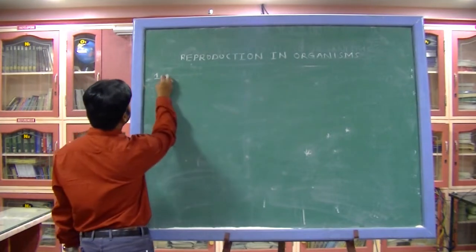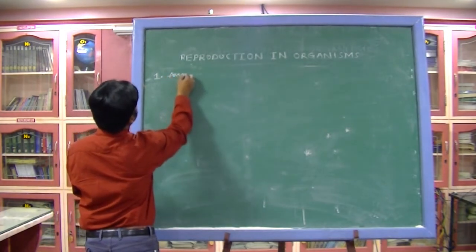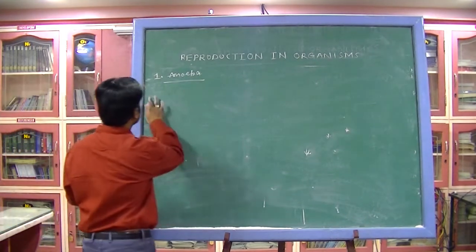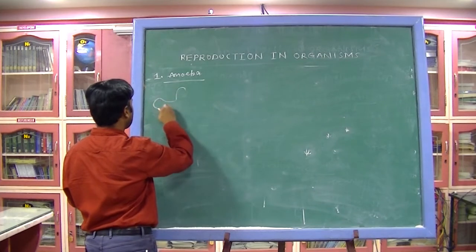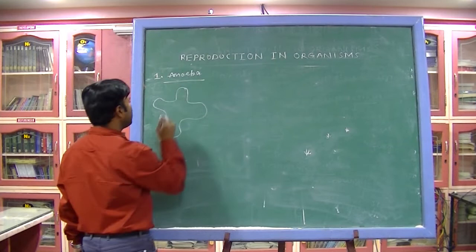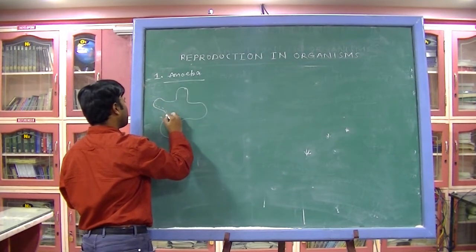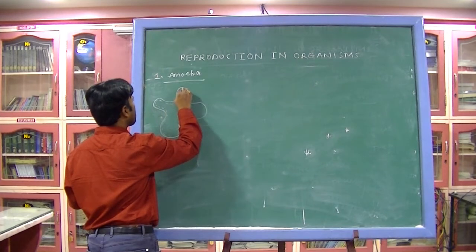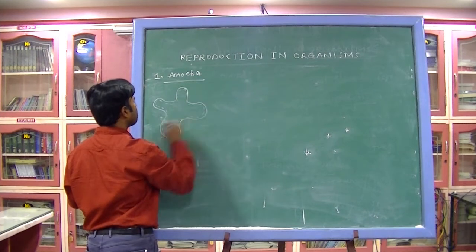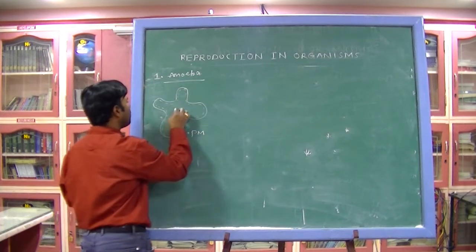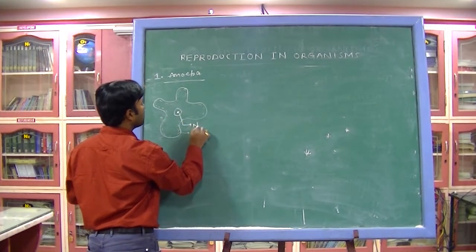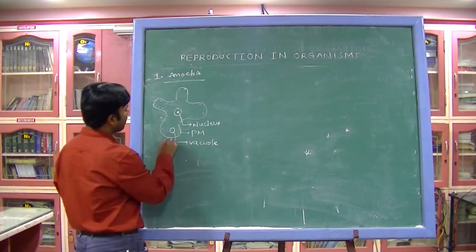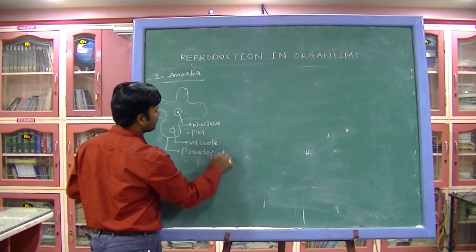First, we are going to learn about the irregular one, that is amoeba. For example, this is an amoeba. The dotted part I am drawing, just imagine as the plasma membrane. Now, nucleus is present. What do you call this one? Nucleus. Vacuole. Pseudopodia.